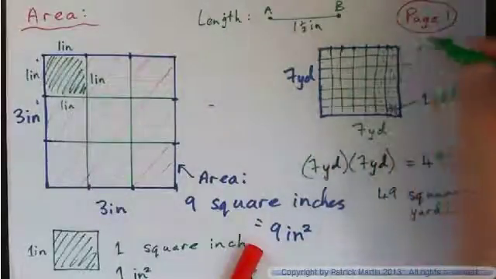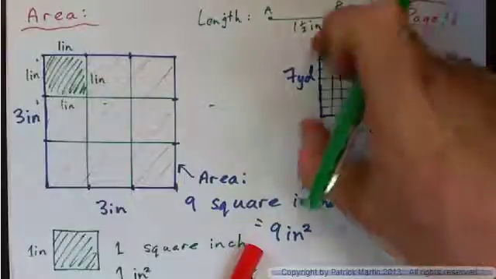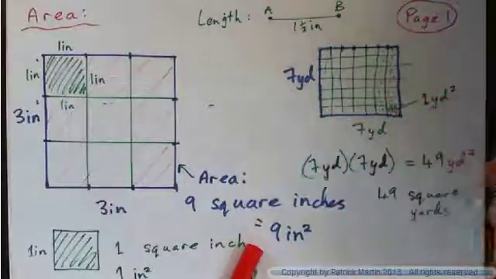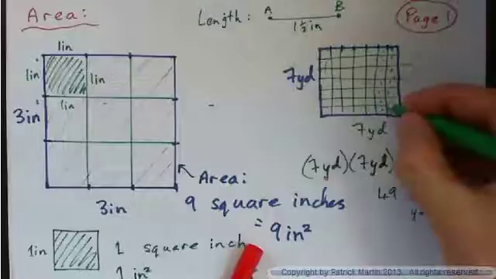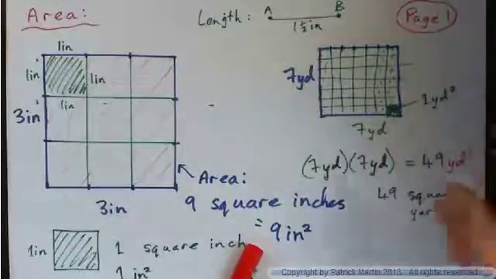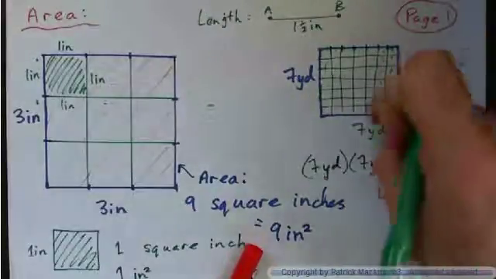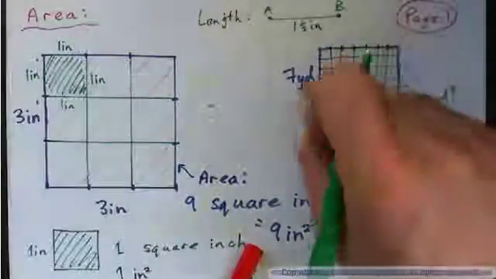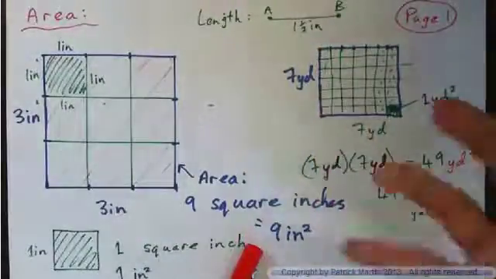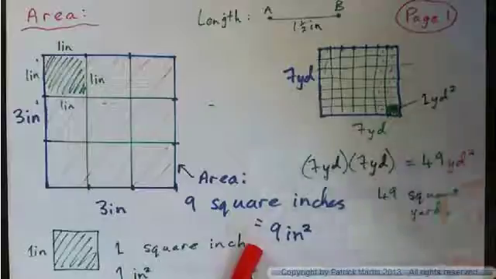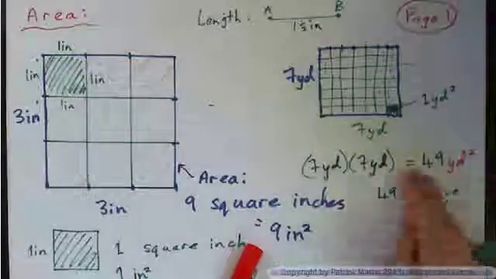This might be like a patio outside your house that's 7 yards times 7 yards, and you might have a tile that is 1 yard square. That'd be a big tile, and you need 49 of these tiles, and you would cover the entire patio. So that's measuring the area. The area of this patio would overall be 49 square yards.